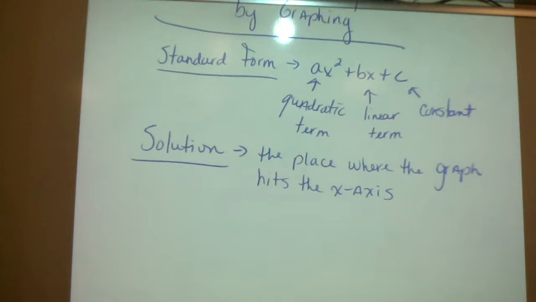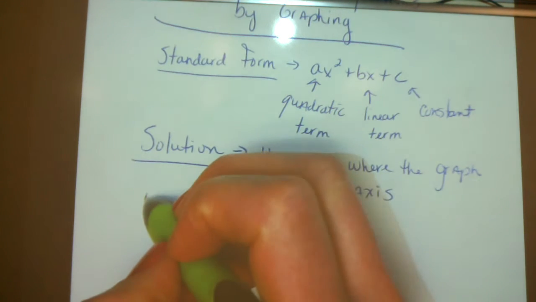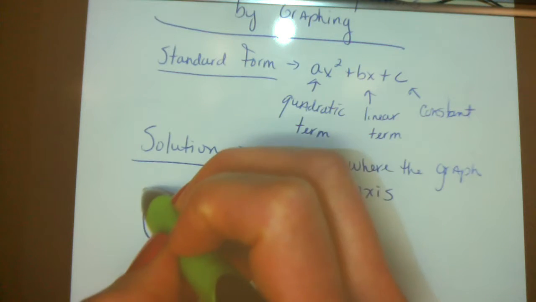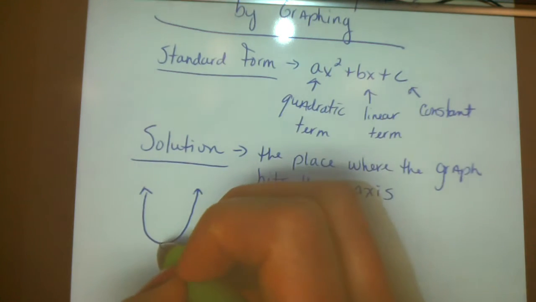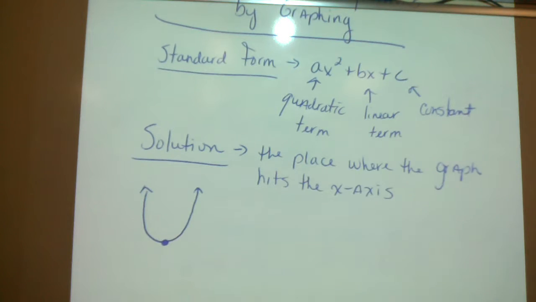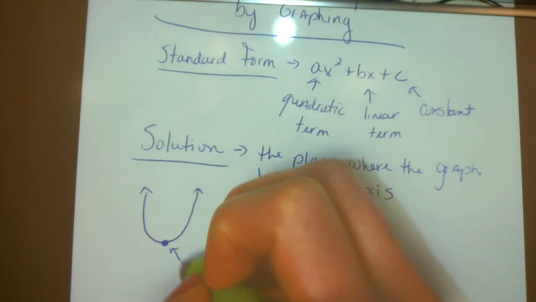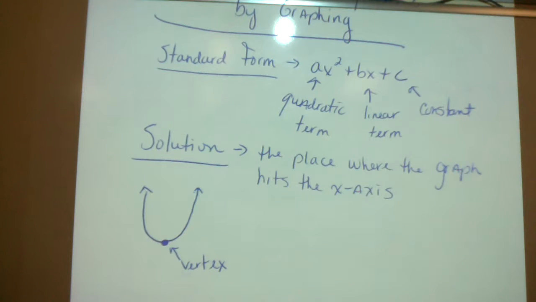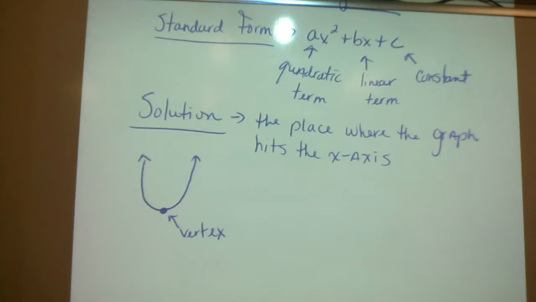So all of our graphs are going to look like this. It's going to be a U-shaped graph. And at the bottom of our graph, there's going to be a point. We call that the vertex. Sometimes it'll be the high point. We're going to talk a little bit about that later on in one of the other lessons. But for now, all of our vertices are going to be at the bottom of the graph. And that's really the point where the graph becomes symmetric. It's kind of like a mirror image.